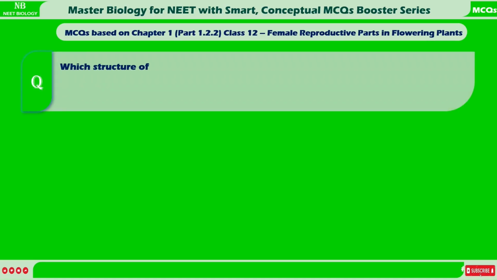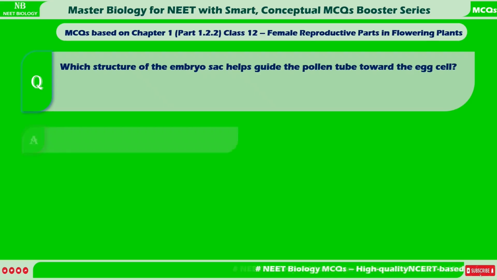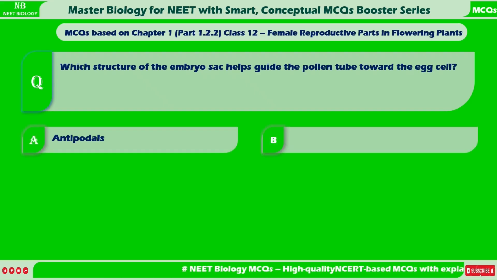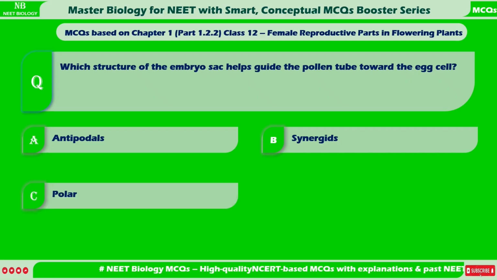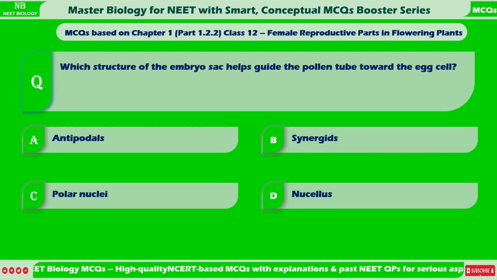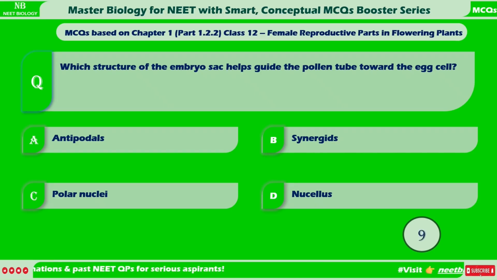Which structure of the embryo sac helps guide the pollen tube toward the egg cell? A. Antipodals. B. Synergids. C. Polar nuclei. D. Nucellus. Correct answer is B. Synergids.